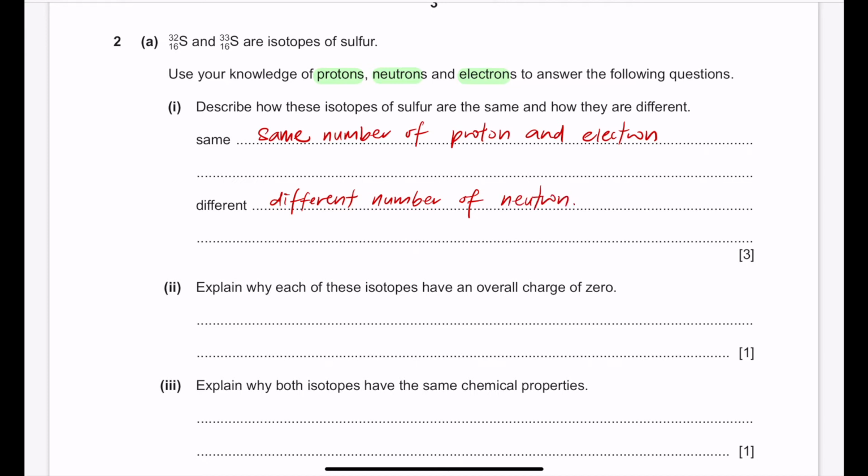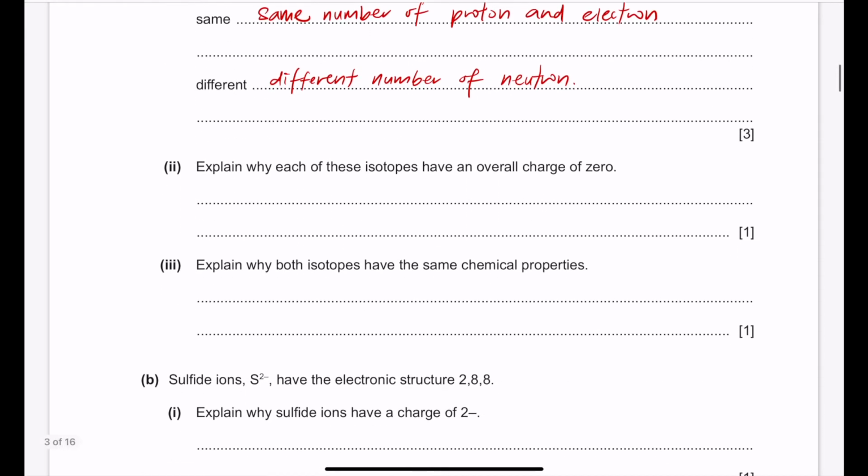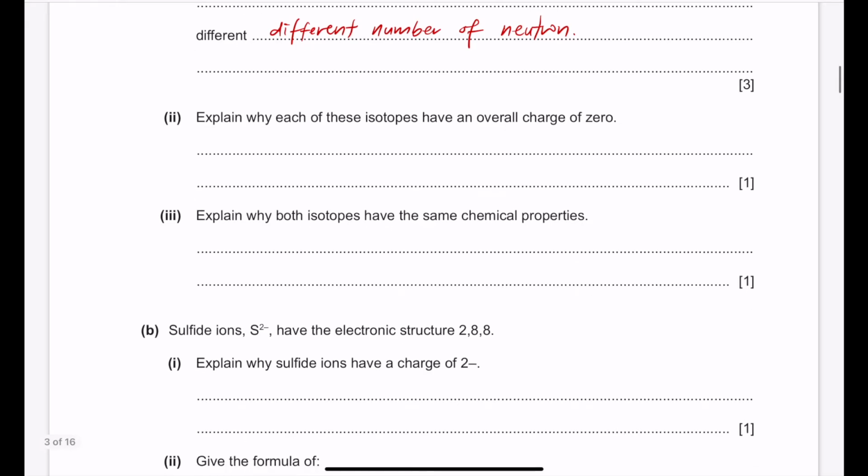So next one. Explain why each of these isotopes has an overall charge of 0. Remember why isotopes or atoms are neutral. They are neutral because they have the same numbers of protons and electrons. So the same numbers of protons and electrons cancel the charge of one another.